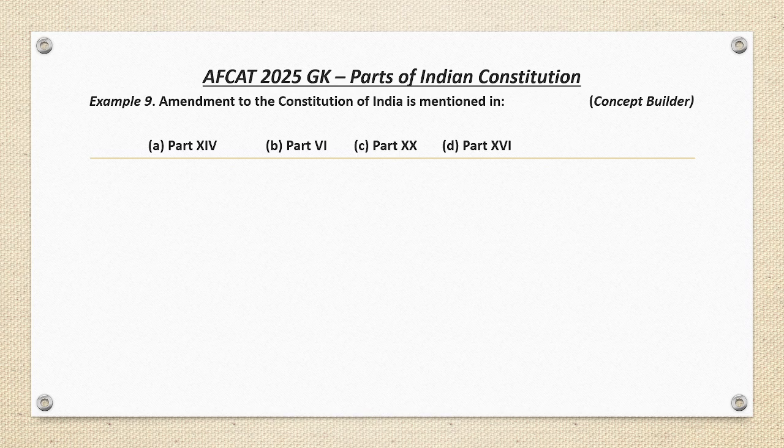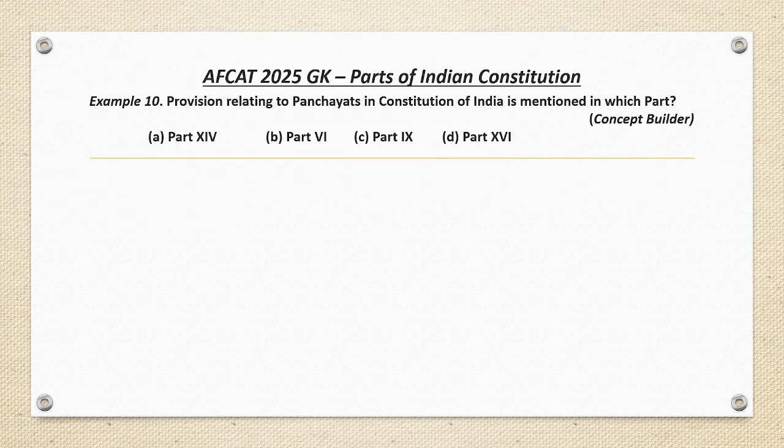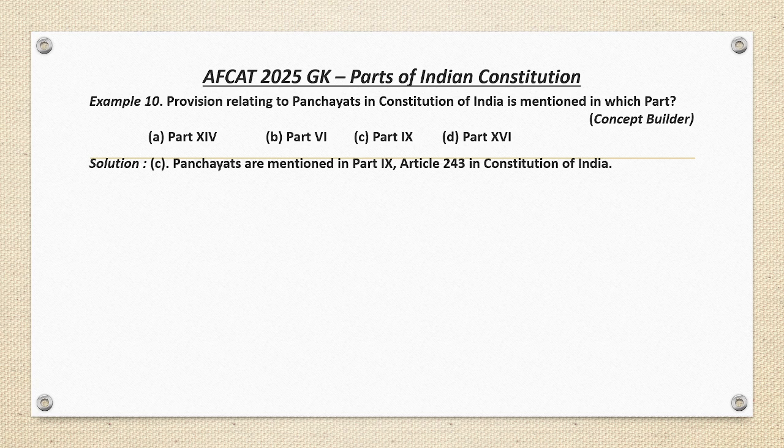Amendment to the Constitution of India is mentioned in which part? We have discussed this just now. There is only one article in this part. Right. And that article is 368. And the procedure of amendment to the Constitution of India is mentioned in Part 20. Next, provisions relating to Panchayat in the Constitution of India are mentioned in which part? Okay, you have seen those three: Panchayats, municipalities, right? Panchayats are mentioned in Part 9, Article 243.